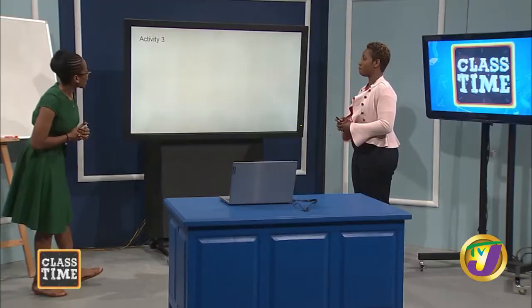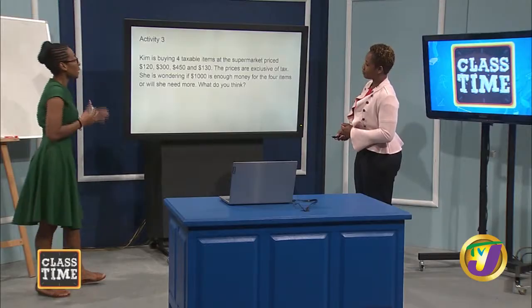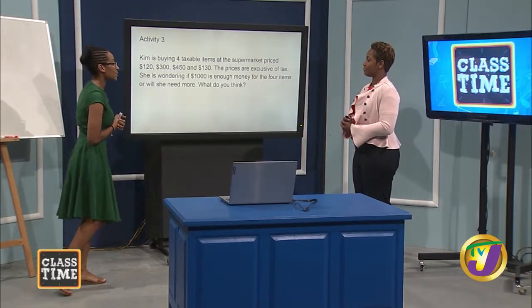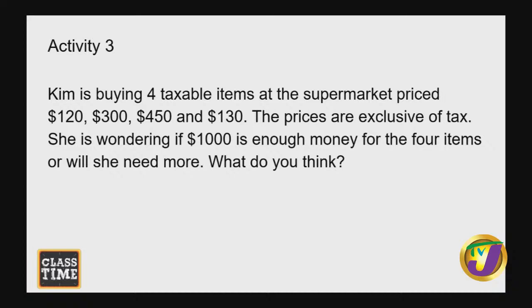Here we have Kim. Kim is buying 4 taxable items at the supermarket priced $120, $300, $450, and $130. The prices are exclusive of tax. She is wondering if $1,000 is enough money for the 4 items, or will she need more money? I'll have to check how much those things cost, and then figure out if she's going to need more than $1,000.